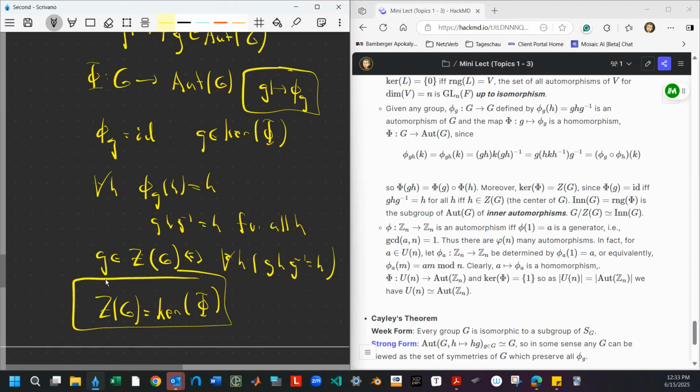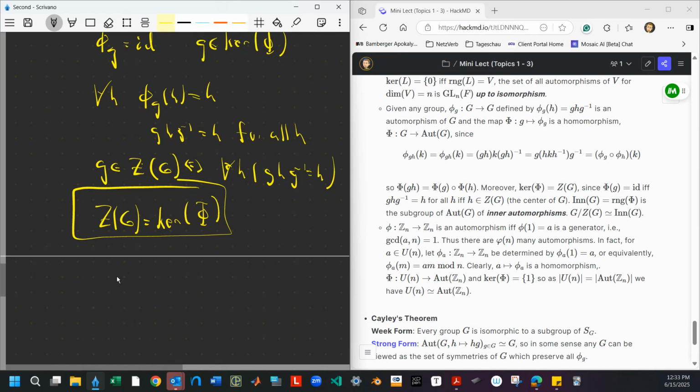So we'll see next time, this is jumping the gun a little bit, but what is the image of phi? Let's think about that real quick. Well, this is the set of all phi of g for g in G. So all of those automorphisms of G, which happen to be these inner automorphisms, the ones that are just conjugation by g, defined like that. And so this group is called the set of inner automorphisms, Inn(G).